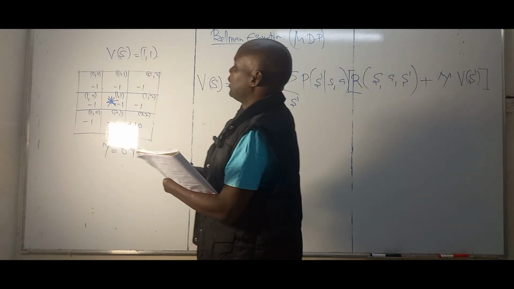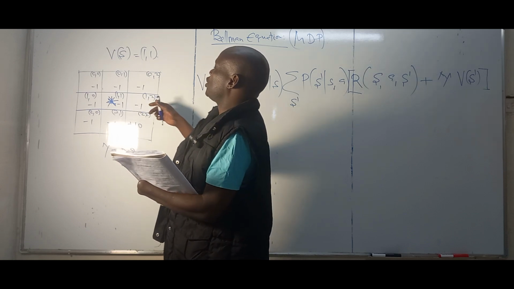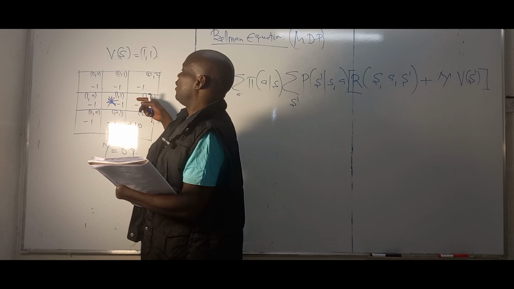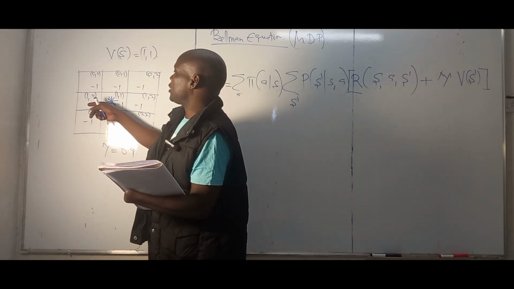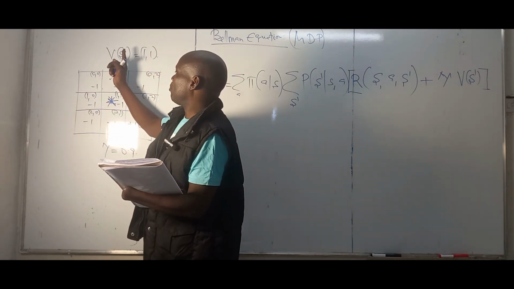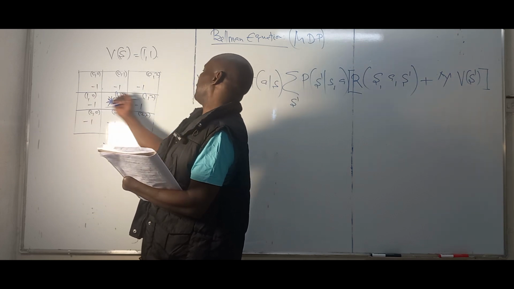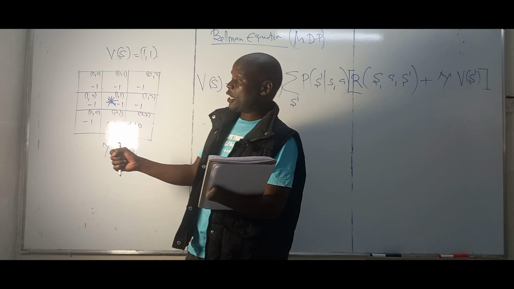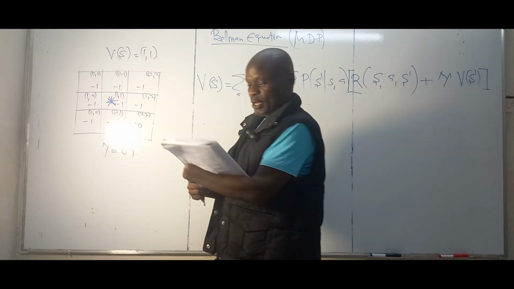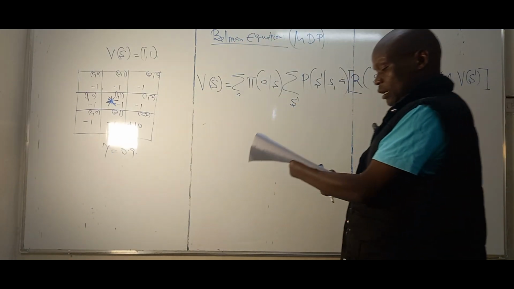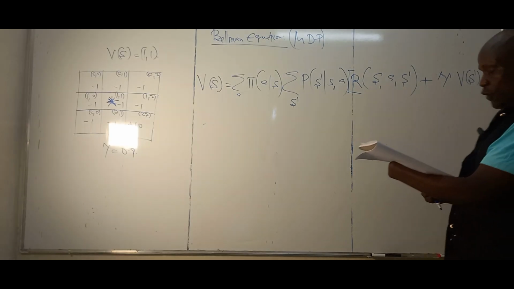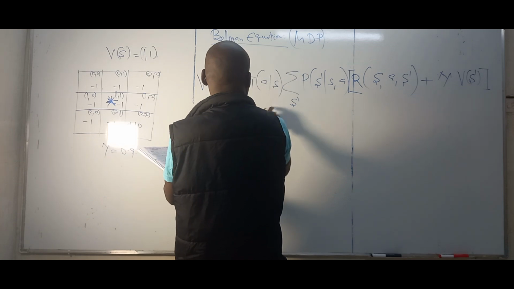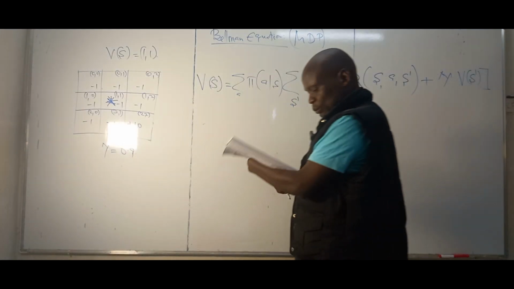So there is an equal opportunity. If the robot is here, it can move left with a probability of a quarter, or up with a probability of a quarter, or right with probability a quarter, or down with probability a quarter. So that's what we mean here by uniform probability for all actions. Any action taken, that is represented by this.